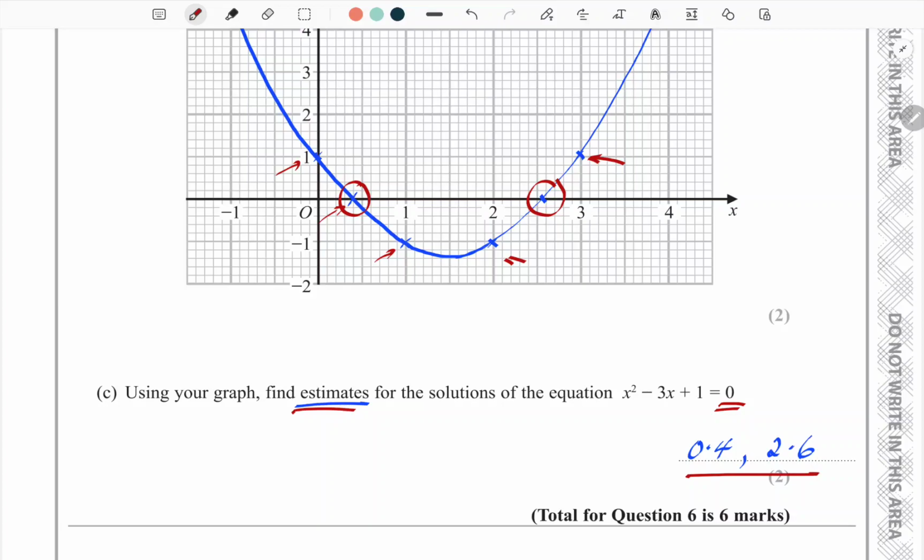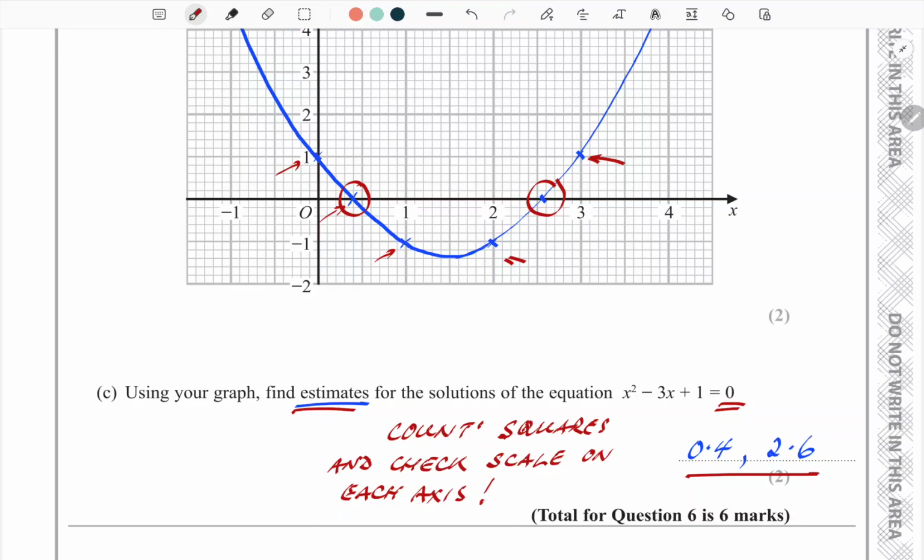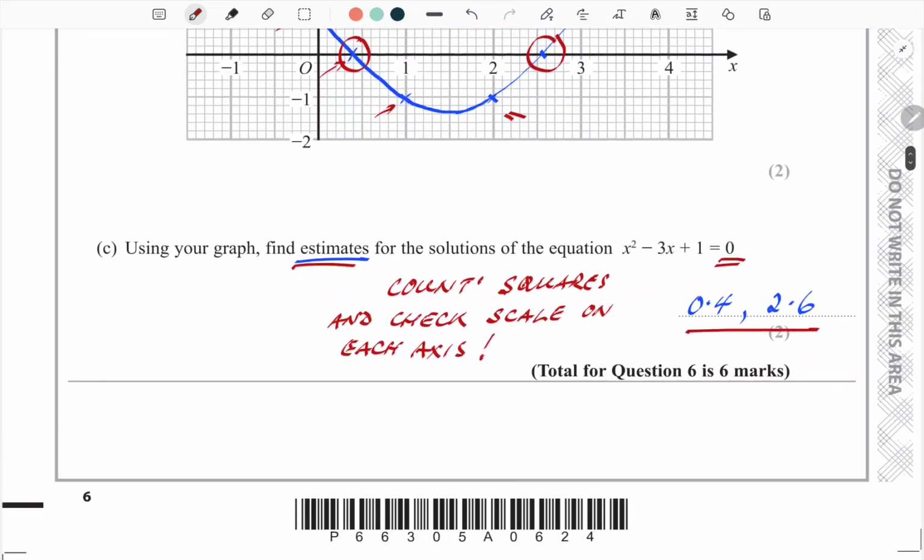Check the squares, count the units properly. Count squares and check scale, right? Must check the scale on each axis carefully, all right? 0.4, 2.6.